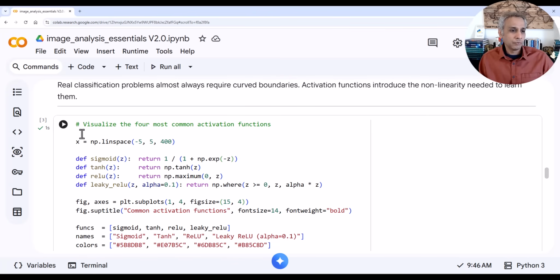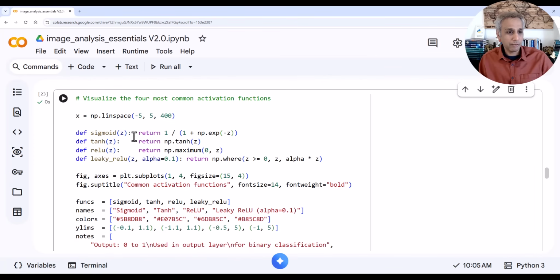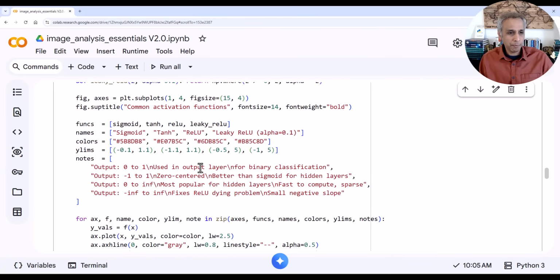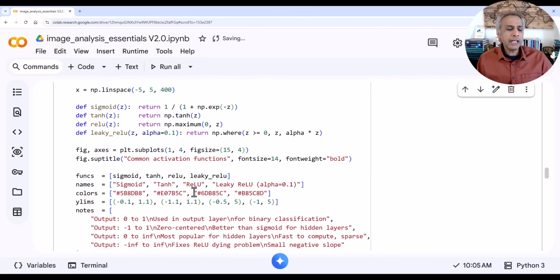Okay, so let's visualize the 4 most common activation functions. This is a fast execution, so it doesn't matter. I accidentally hit the run. It should be pretty fast. And the main activation functions that get used in neural networks are the sigmoid function. And you probably know what a sigmoid function is. It looks like an S curve, right?